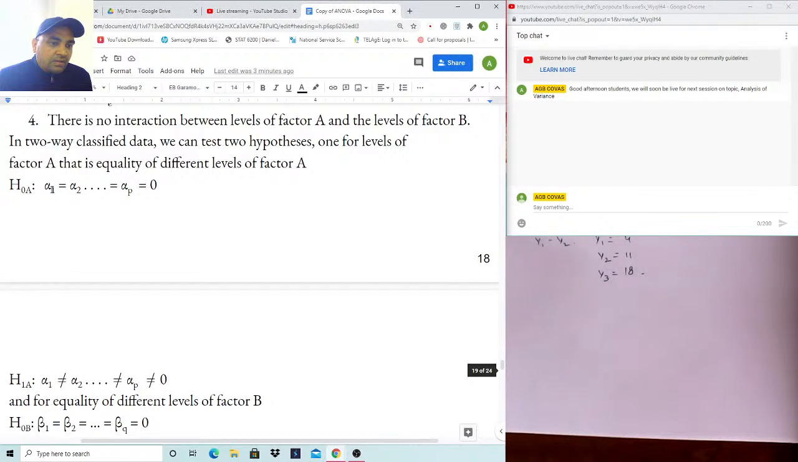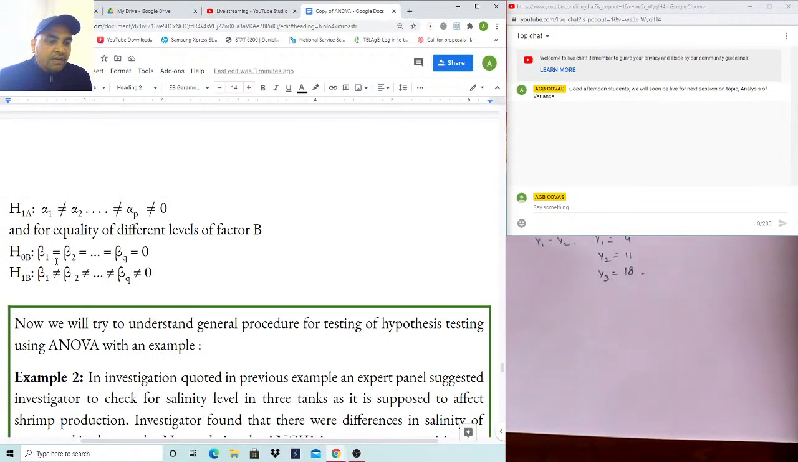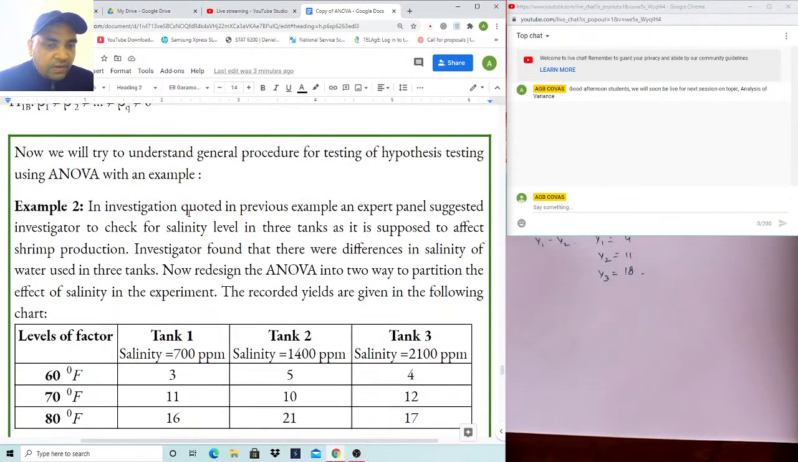So for the first factor, the deviations will be considered to be 0. That is, there is no difference in the deviations. And for the second factor also, the deviations are considered to be 0. That is, there is no deviation from the mean. So, overall mean. Now we will try to understand the general procedure for testing the hypothesis using this two-way.